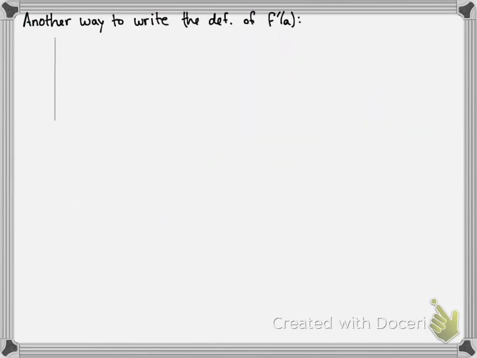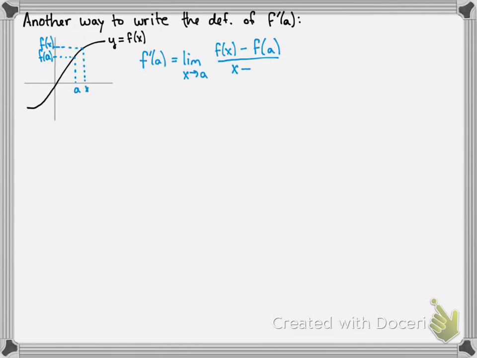It will be helpful to have a different way to write the derivative instead of the limit as x approaches a, etc., etc. We want a slightly different way. So here's our picture. f prime of a is this limit. Same thing I wrote on previous pages, and here's a picture showing you what's going on. x is approaching a, and there's f of x and f of a, the y values. And so this is change in y over change in x.